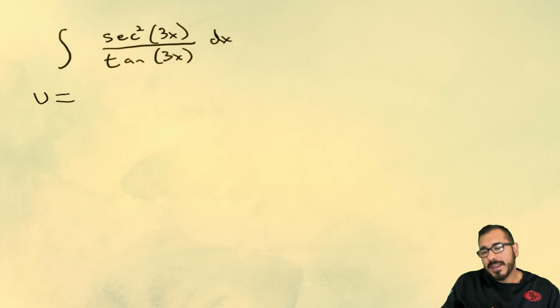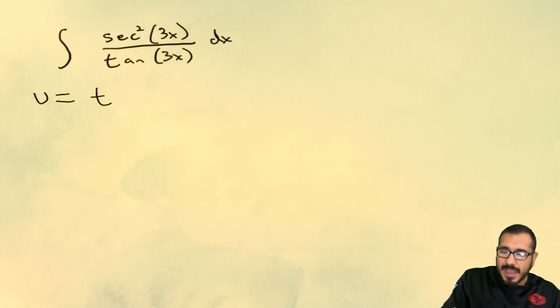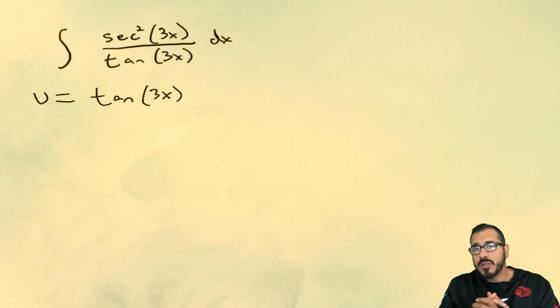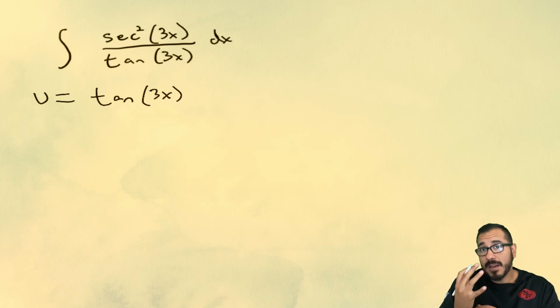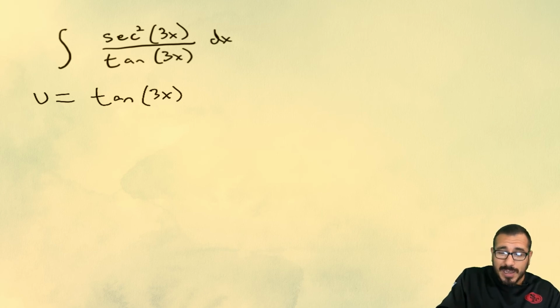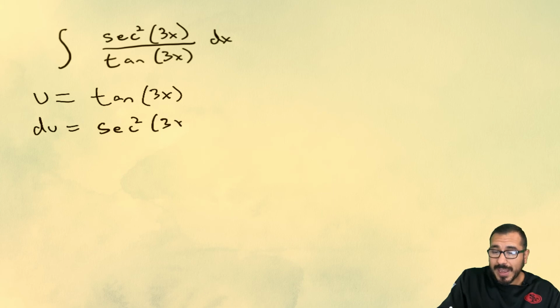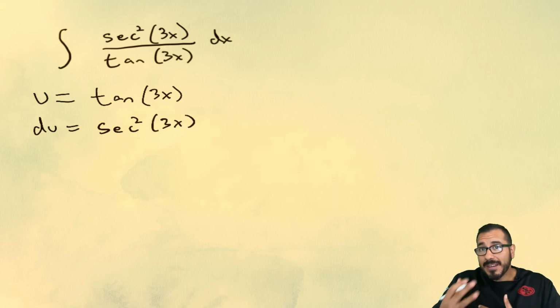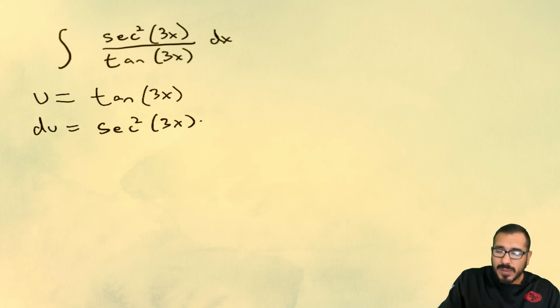So here I'm going to let u equal, let's try tangent of 3x. And the reason I'm choosing tangent, and again, this is going to come with your experience and your knowledge of derivatives, is when we let u equal tangent, when I take the derivative of both sides, we could see that secant squared of 3x is going to come out of there. And of course, times the derivative of the inside, which is 3 dx.